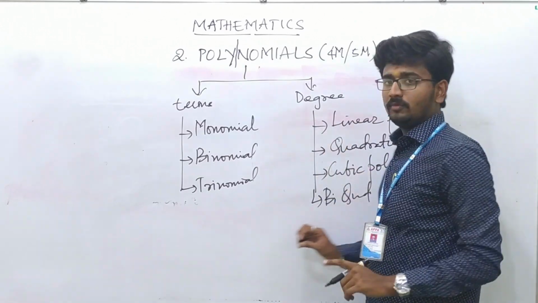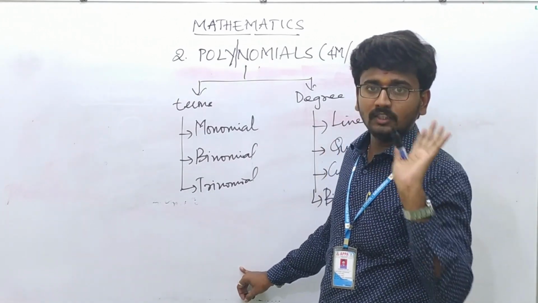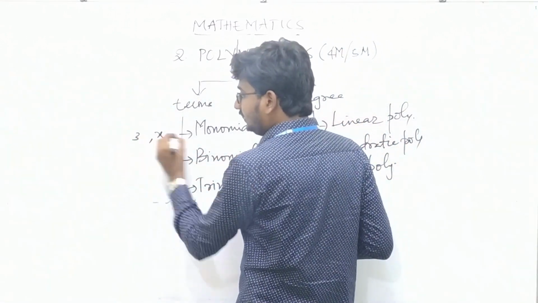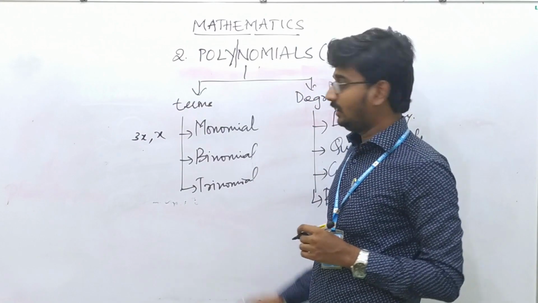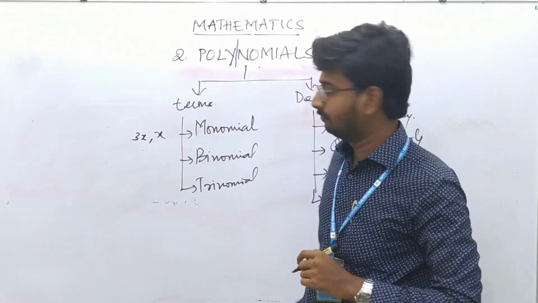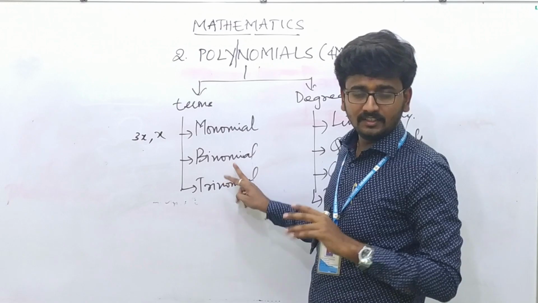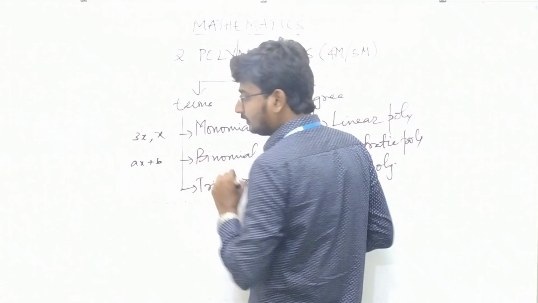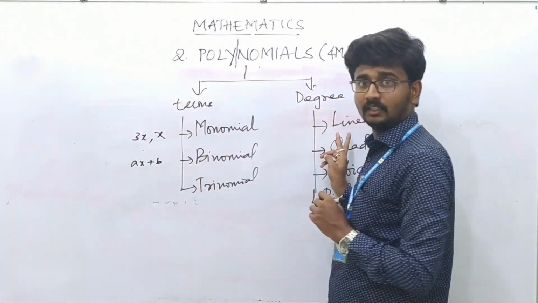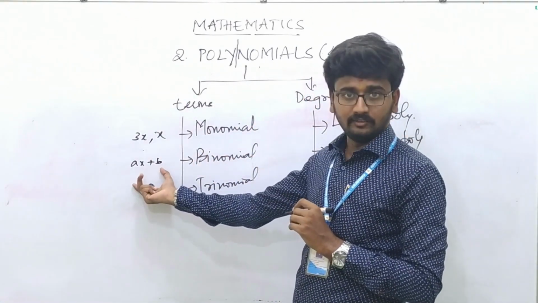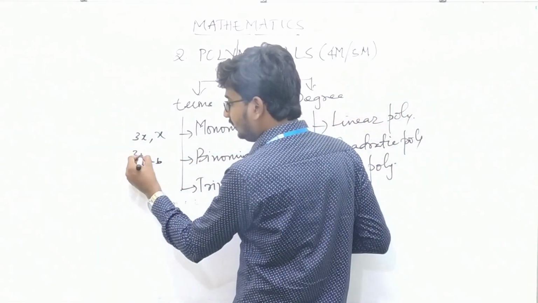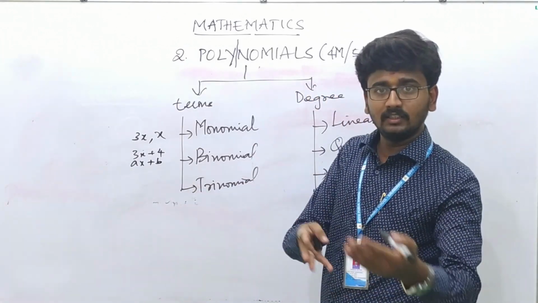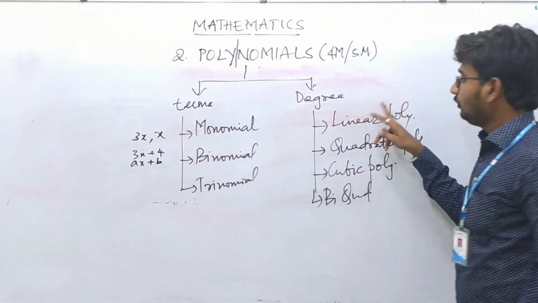Monomial means it should have a single term, not more than one term. For example, x or 3x is a monomial, having only a single term. Binomial has two terms, separated by either a plus or minus sign, for example ax plus b. Even though it is the standard form of a linear polynomial, it has two terms. You can also write it as 3x plus 4. Trinomial has three terms, then polynomial, and so on. Now coming to linear polynomial.